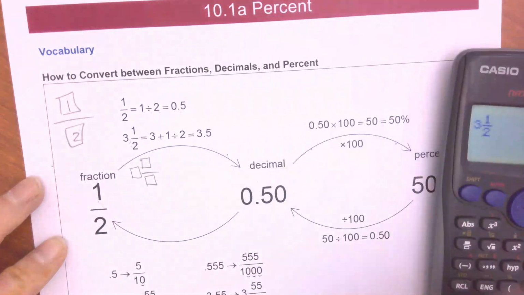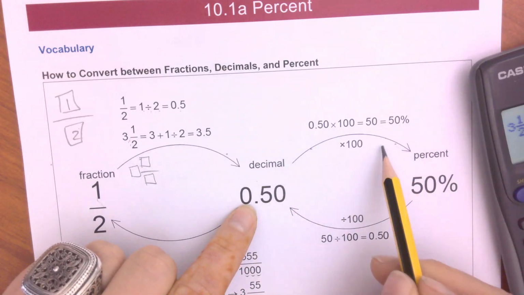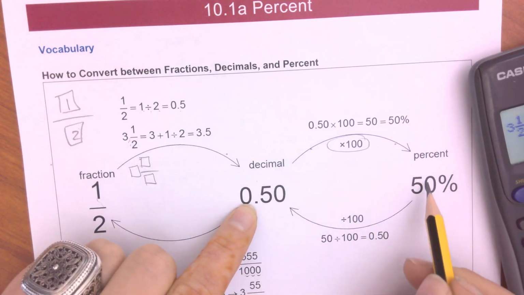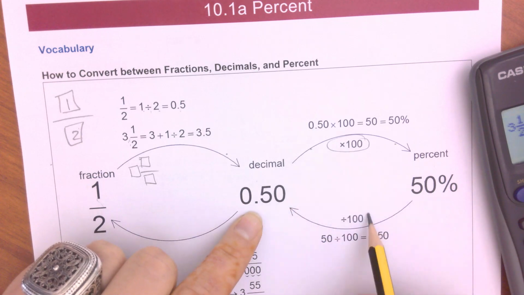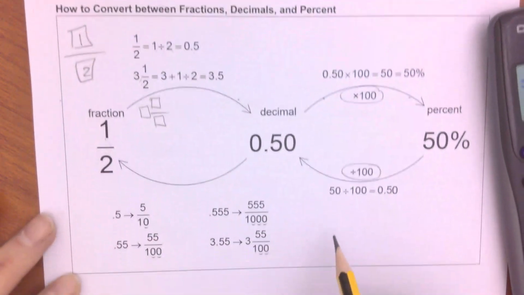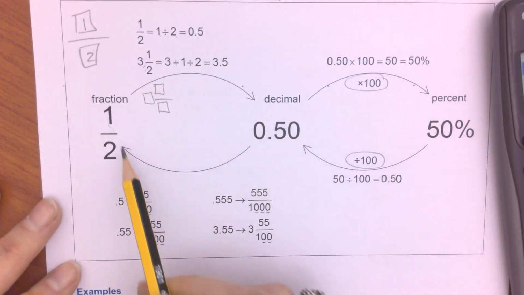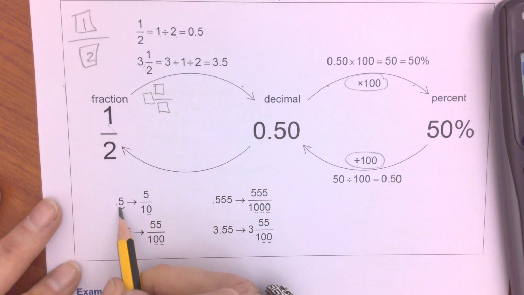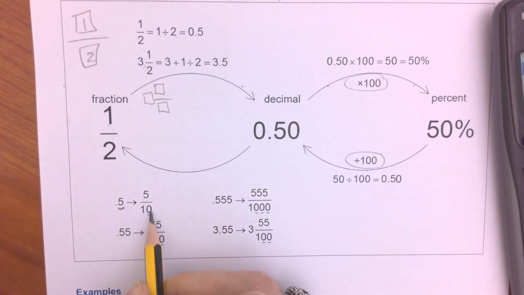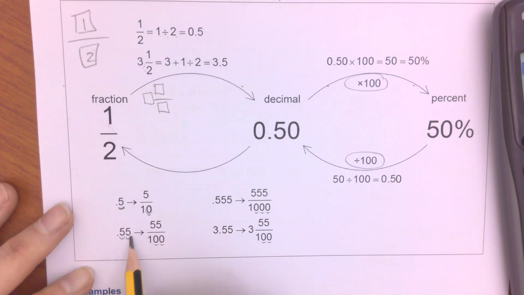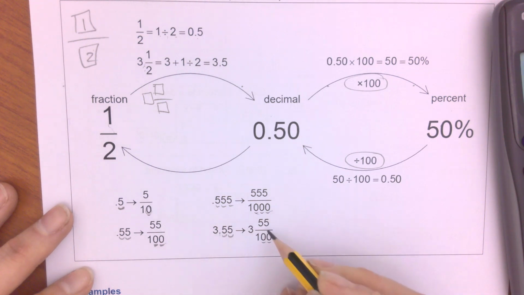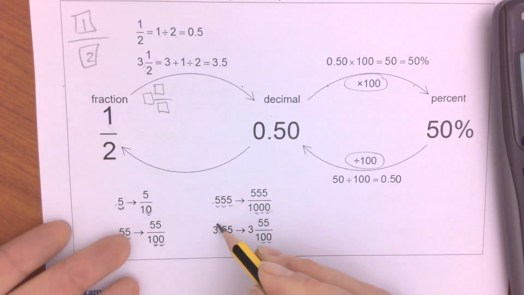Okay, so if I have a decimal and I want to change it to a percent, I just multiply it by 100. If I have a percent and I want to change it to a decimal, I do the opposite. I divide by 100. Now some people, if you have a decimal and you want to change it to a fraction, if there's 1 digit after the decimal, then you put it over 10 because it has 1 zero. 2 digits after the decimal, put it over 100 because it has 2 zeros. 3 digits after the decimal, 3 zeros, 1,000. You can have a 3 in front, and then 2 digits after the decimal, so 2 zeros. So some people do it this way.